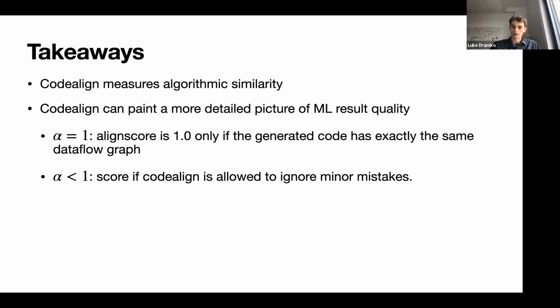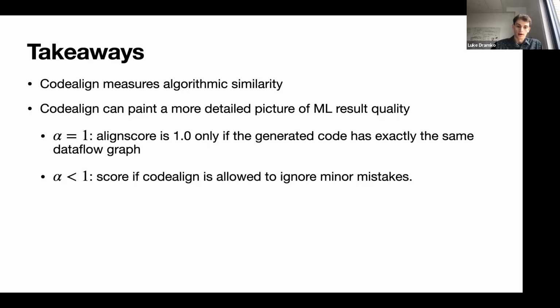So you can show that the data flow graphs are the same at alpha equals 1.0 if the align score is 1.0. This is a fairly strong indicator that these two functions are semantically equivalent. There are some very subtle cases where this is not the case, but generally, if the two data flow graphs are the same, that's going to be true.